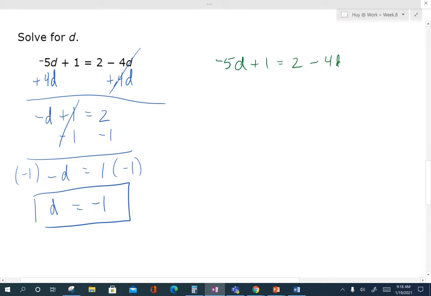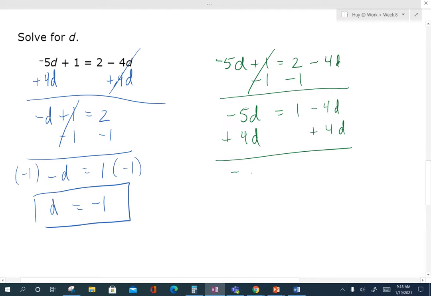Let's choose this 1. Move the 1 over so that 2 minus 1 is 1, minus 4D, and let's add 4D, and then we get the same thing. And then I'll multiply everything by negative 1 so that D equals negative 1.